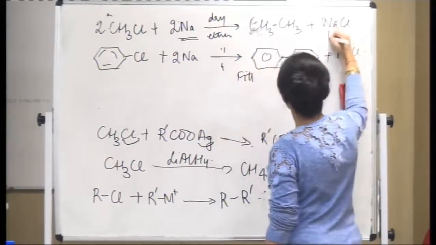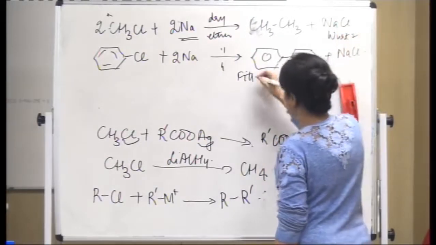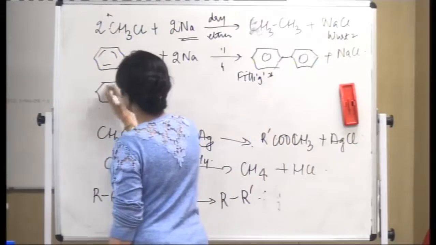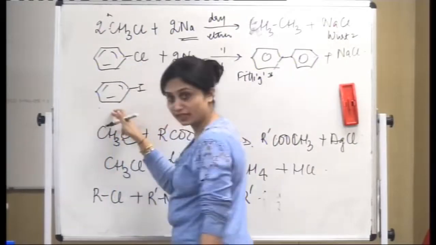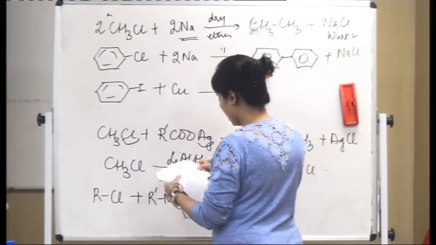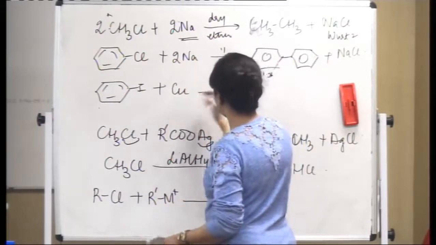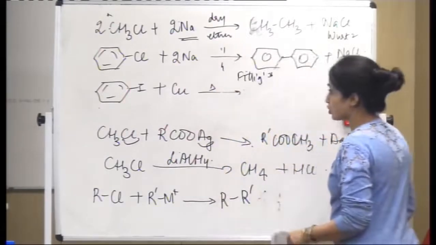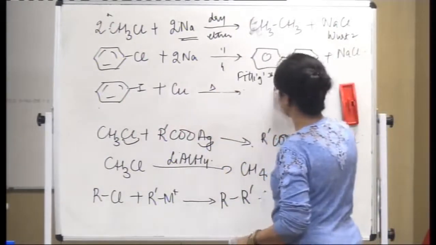This is your Wurtz, this is your Fittig, and whenever you have iodobenzene plus copper, you heat and just provide the proper activation energy, then in that case again you get a biphenyl.